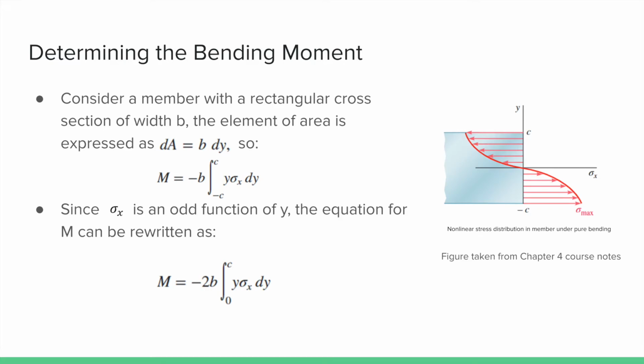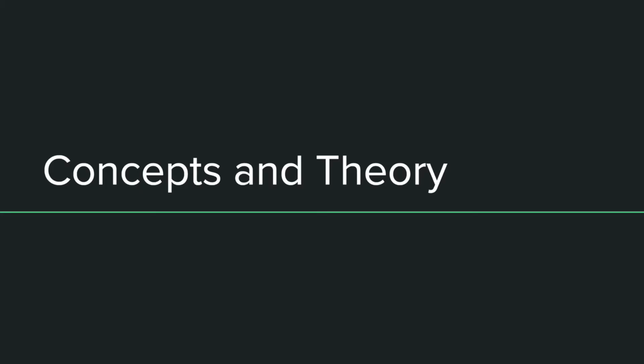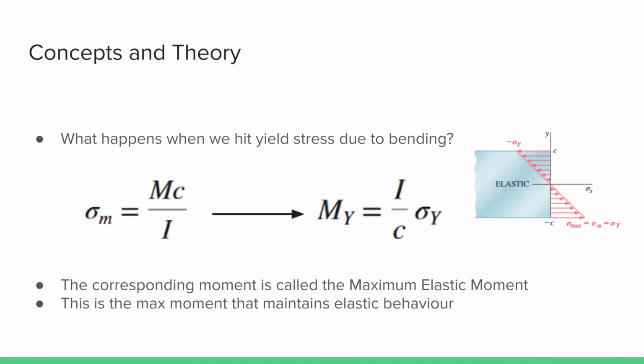Okay, so now that we've gone over some of the background topics, we're going to start introducing the concepts and the actual theory behind bending in plastic members. So from our materials course, we know that the yield stress is the point, or sort of the boundary, between elastic and plastic deformation.